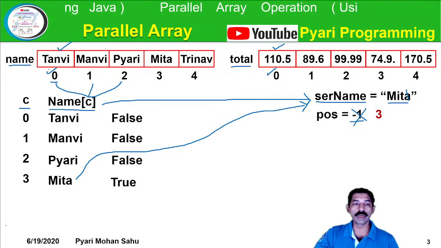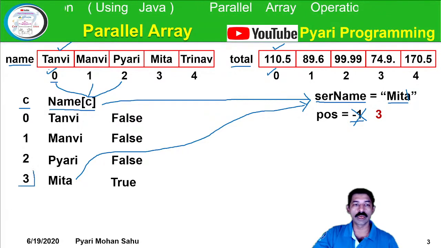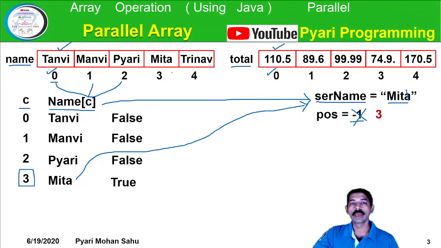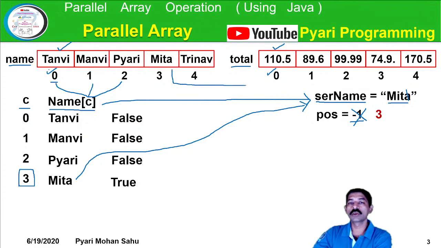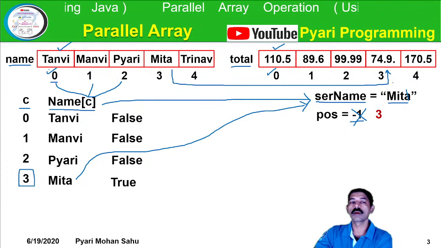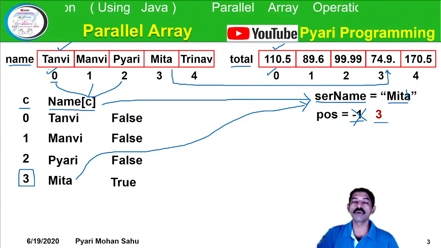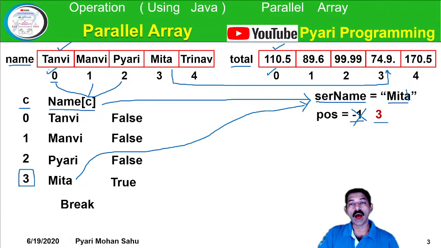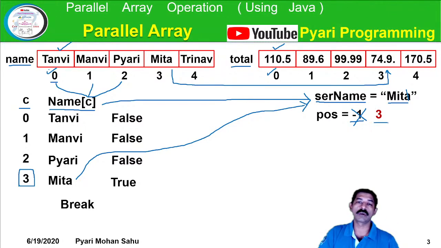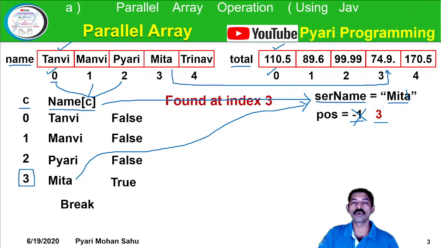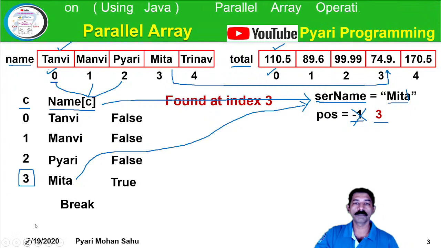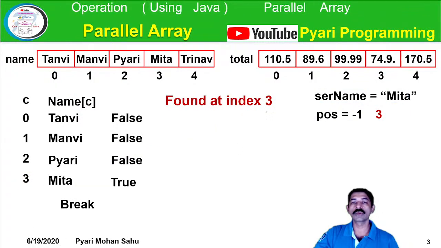because at the third index position I found the name, and the corresponding total marks is stored in the third index position of total marks. So that's why I am updating the position, the found index position. So after we got it, we have to stop the loop by using the break keyword. So that means we've got the found index as 3. Hope I am clear to everyone. Found index is your 3.